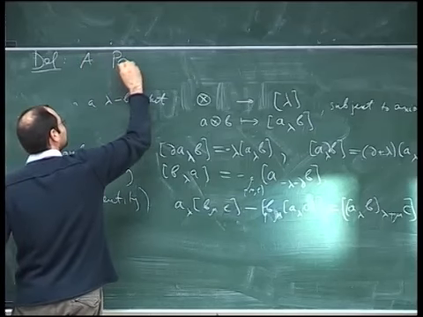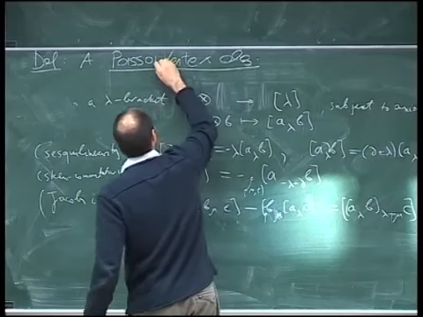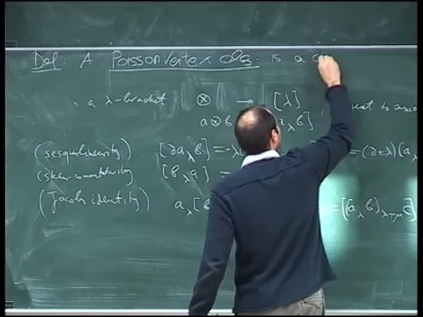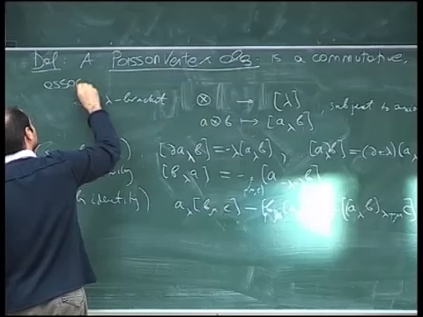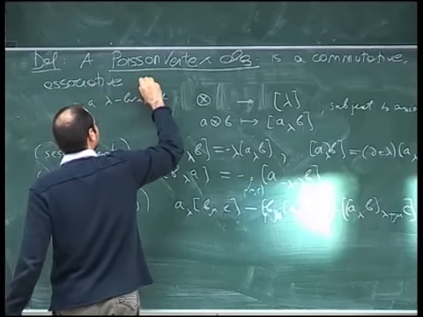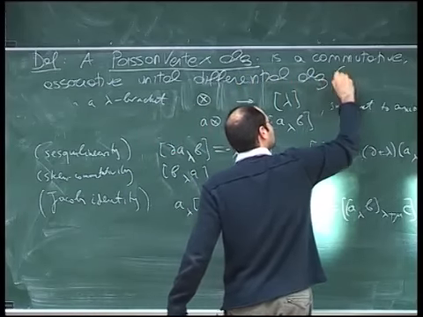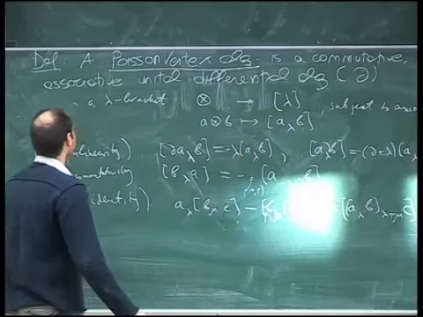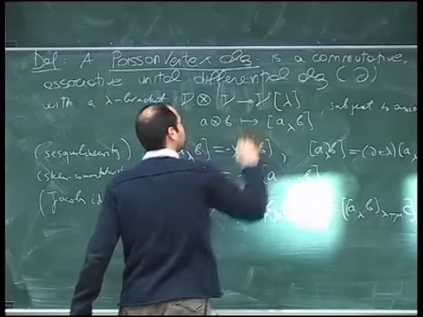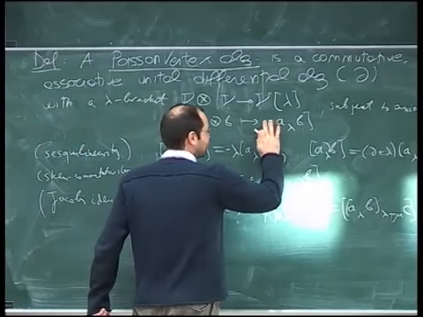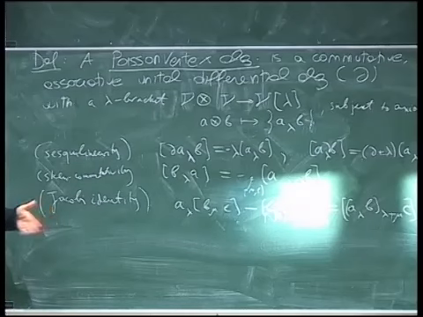A Poisson vertex algebra is a commutative associative, say unital, differential algebra, and we denote by D the derivation of this algebra, together with a lambda bracket, which goes from V tensor V to polynomials in lambda, which we denote by curly brackets, but anyway, it's the same. Satisfying sesquilinearity, skew symmetry, and Jacobi identity, plus the usual Leibniz rules.